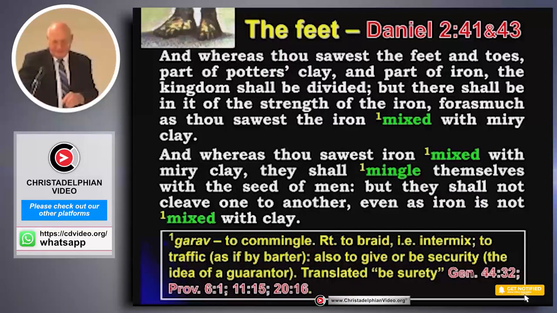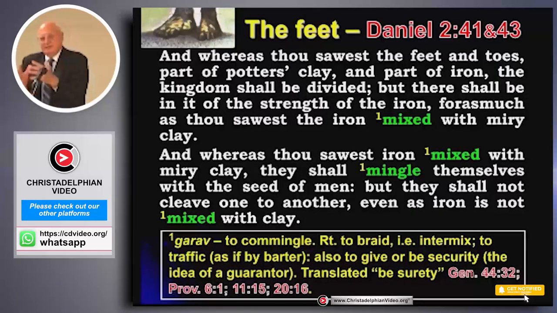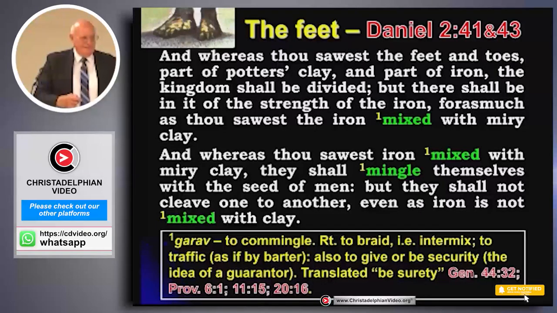So when you go to a marketplace, what are you doing? You're intermingling with people, you see. And of course, you can trade in that environment. So this word progressively came to mean to go into a marketplace, and even then to become a guarantor in a marketplace. Guess what? In 1957, six nations went to the Vatican, went to Rome, and they signed the European Economic Agreement. Became the EEC, and the Pope was there to underwrite that document.